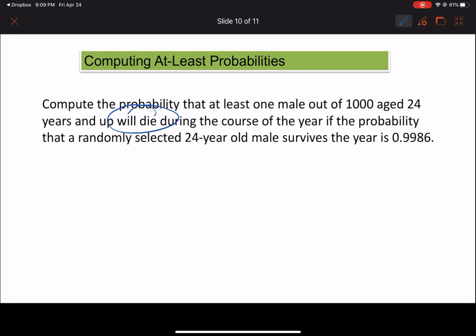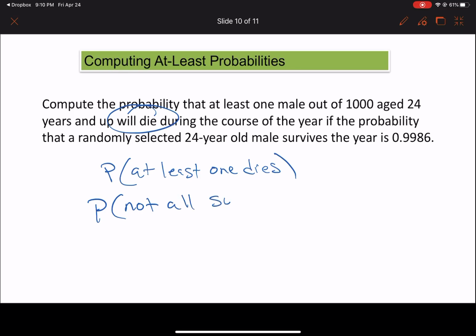So if at least one dies, that means that all will not survive, right? So we need to calculate all surviving and then do 1 minus that, because what we're saying is not all are surviving. The probability at least one dies is the same thing as the probability not all survive. Remember when we were doing not something, we would do the complement. So we do 1 minus the probability that all will survive, because we're saying not all are going to survive.